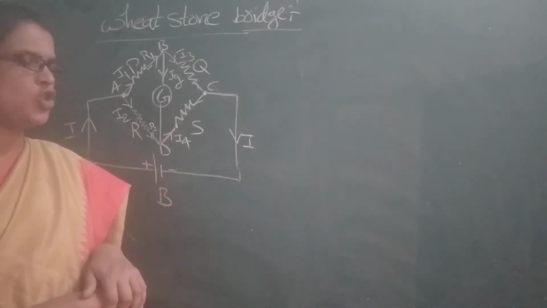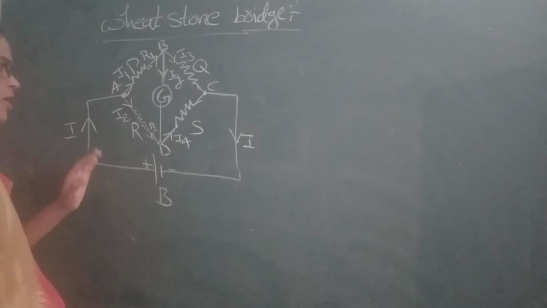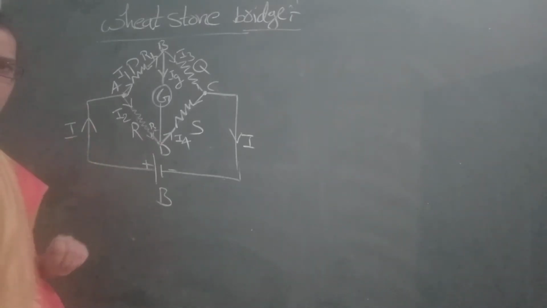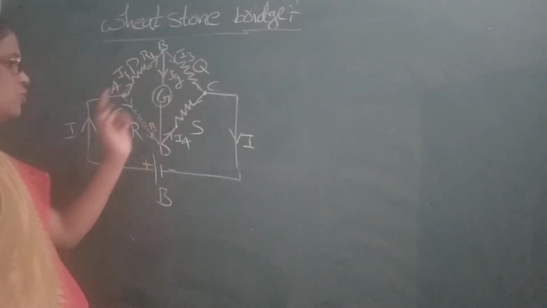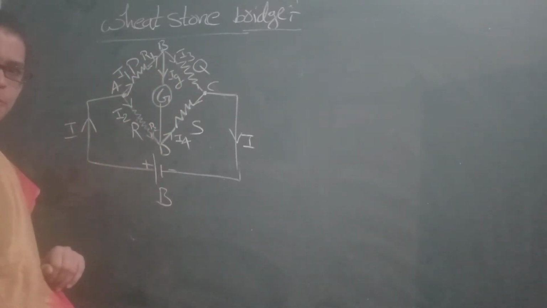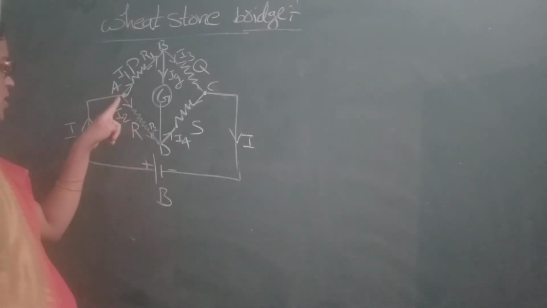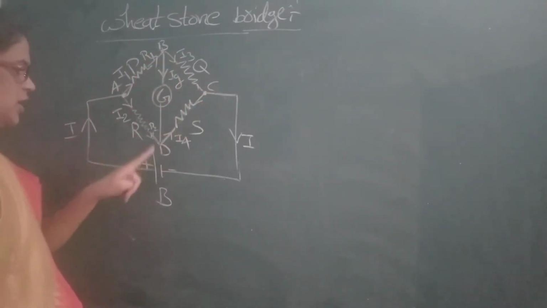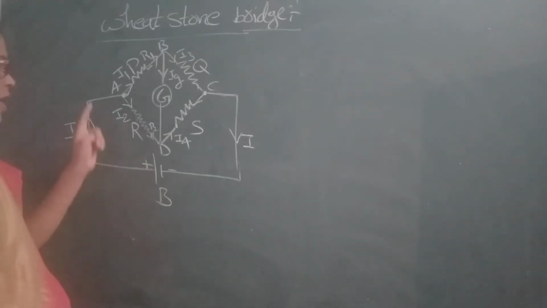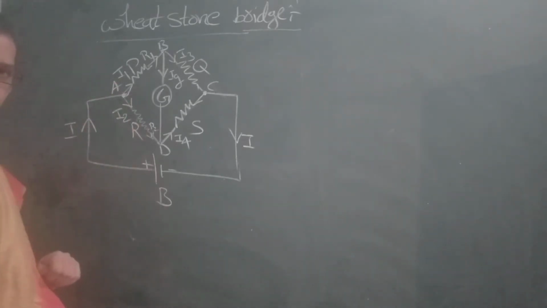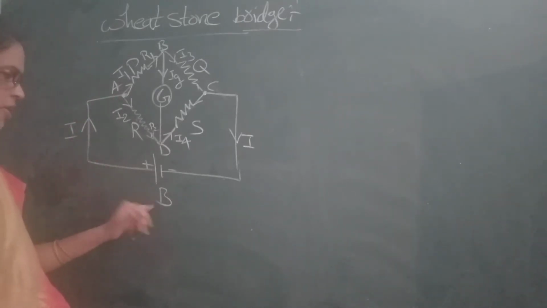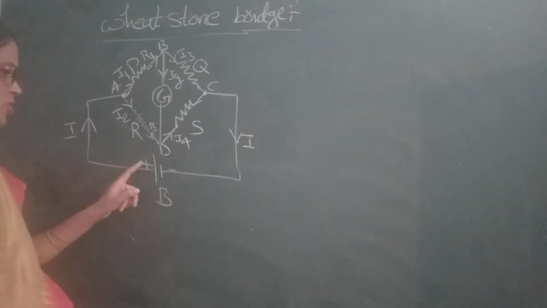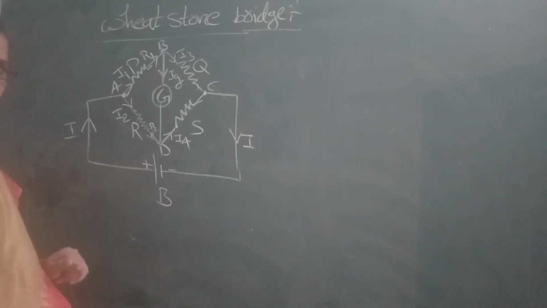Here, see the Wheatstone bridge construction. The Wheatstone bridge has 4 arms, that is P, Q, R, S, and 4 junction points, that is A, B, C, D. Across these 2 ends, one battery is connected, which has a positive and a negative terminal.